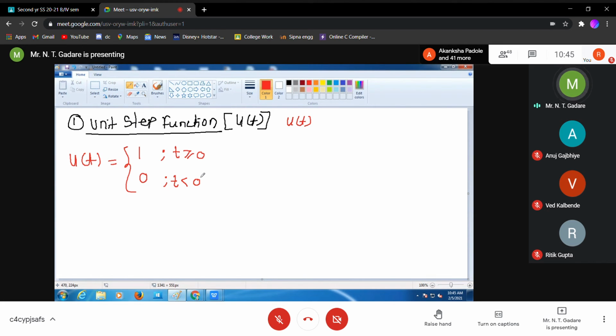Okay, now we see unit step function means what? u of t is equal to 1 when the value of t is greater than or equal to 0. Okay, good. Then it is 0 when the value of t is less than 0. So what we understand from all this is that u of t, or any function, is a function of time and we can define it with respect to time.